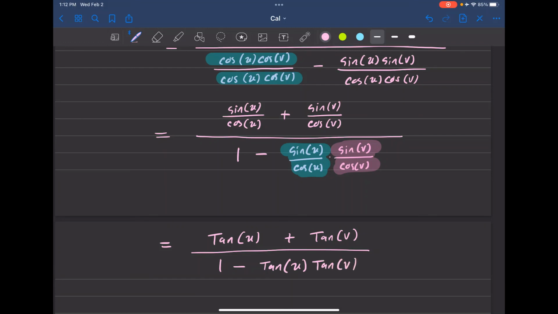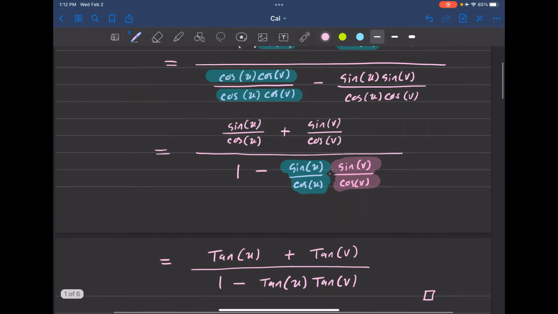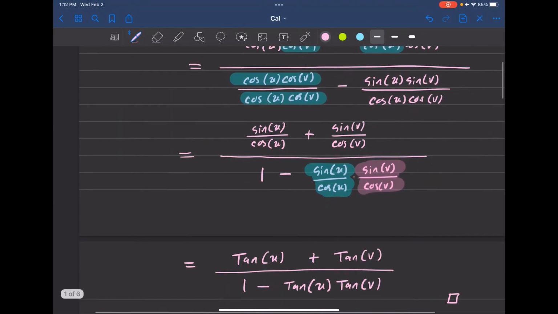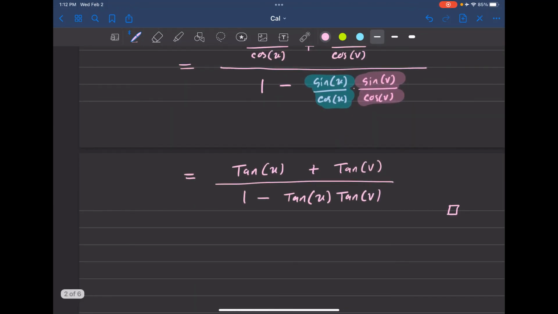And that's our identity. We have proven the identity that we wanted to prove, that tangent of u plus v is equal to tangent u plus tangent v over 1 minus tangent u tangent v. And that's exactly what we have shown right here. So that completes the proof. I hope you enjoyed.